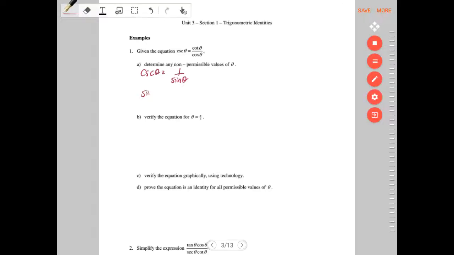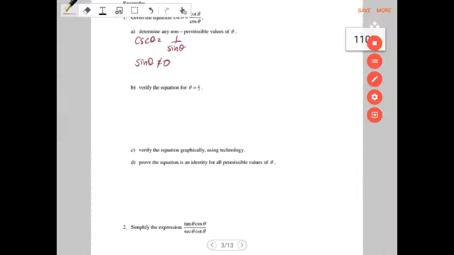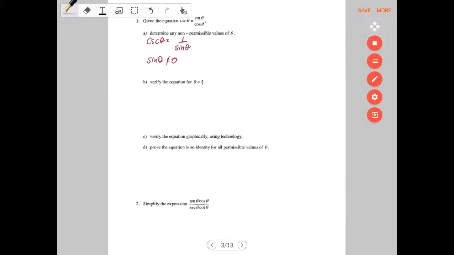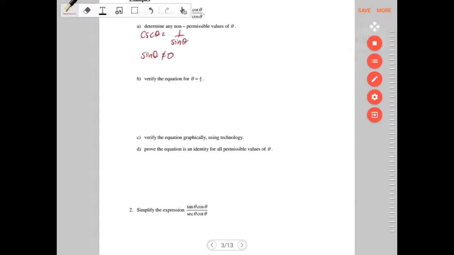So sine theta cannot be 0, which means that theta cannot equal 0, pi, and 2 pi. So any whole number multiple of pi.